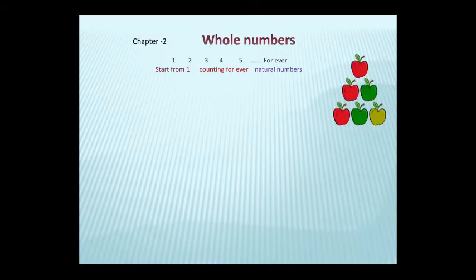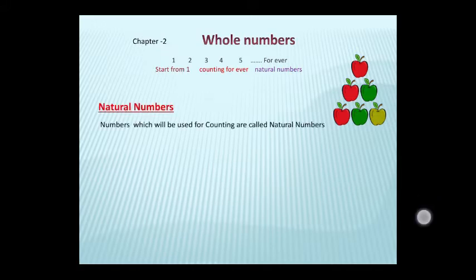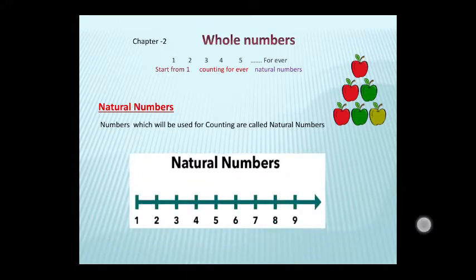1 apple. If you add another apple you will get 2 apples. 2 apples, if you add another apple you will get 3 apples. So like that, if you keep adding, you will get the next increasing number. That is the reason natural number counting starts from 1, counting forever is known as natural numbers. Let us define natural number. Numbers which are used for counting are called natural numbers. This is a natural number represented on a number line.